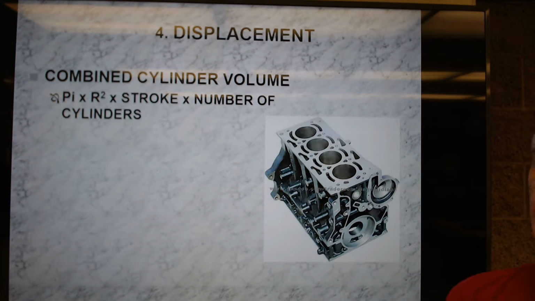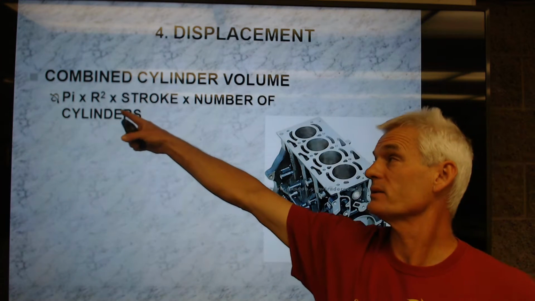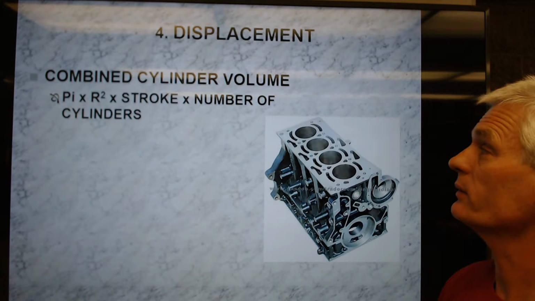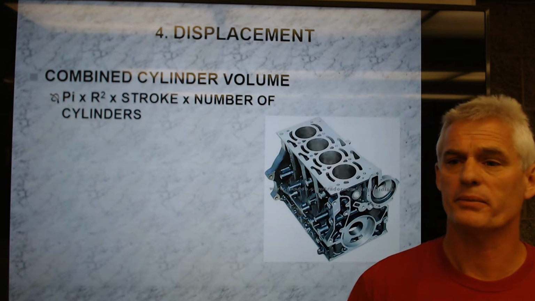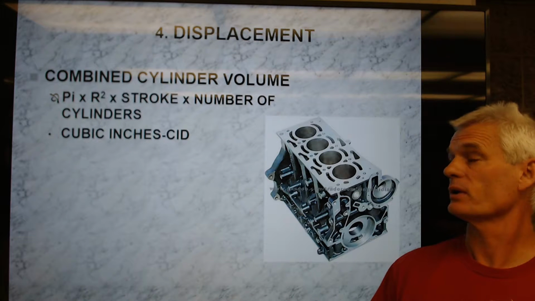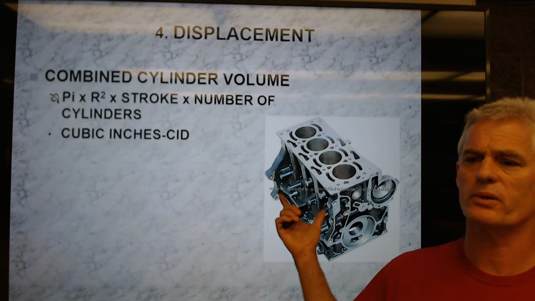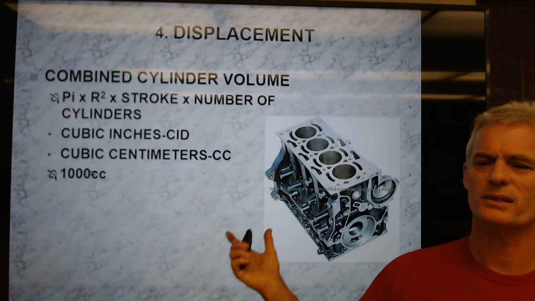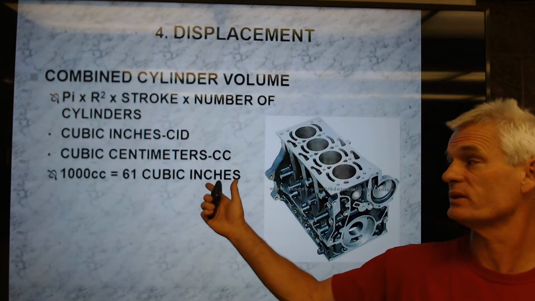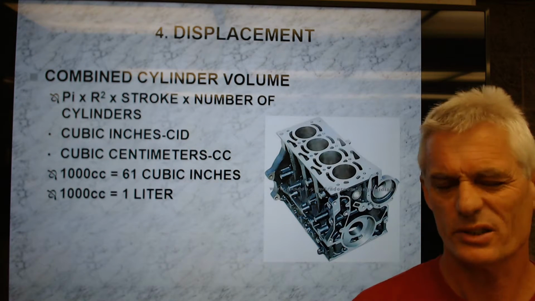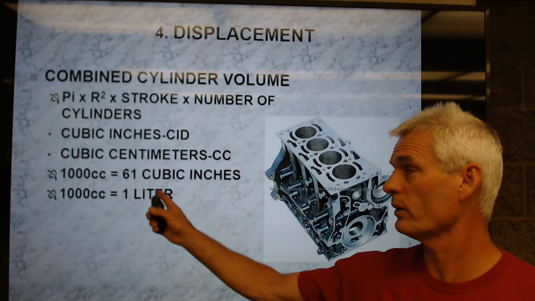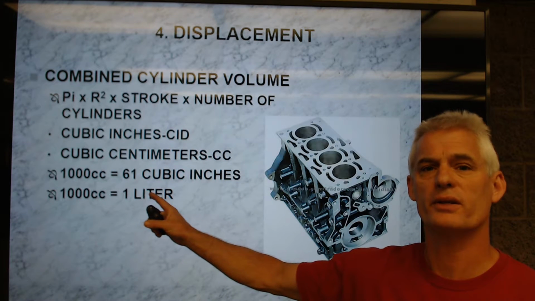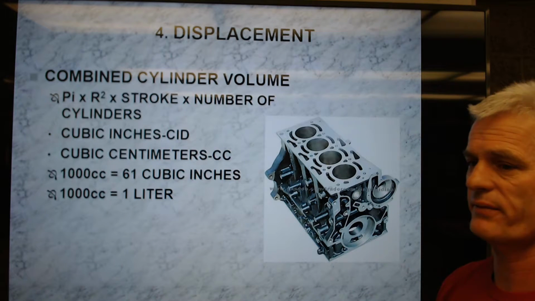So if we have a V8, we find out the radius of the cylinder bore. So we go pi times the radius squared times the stroke, multiply by the number of cylinders, and we get the cubic inch displacement of the engine. So we used to do everything in cubic inches or CID. Now we do most everything either in cc's, or we really do everything in liters. There's 1,000 cc's per liter, or 61 cubic inches per liter. So now the Chevy 350, which was 350 cubic inches, we call a 5.7 liter engine.